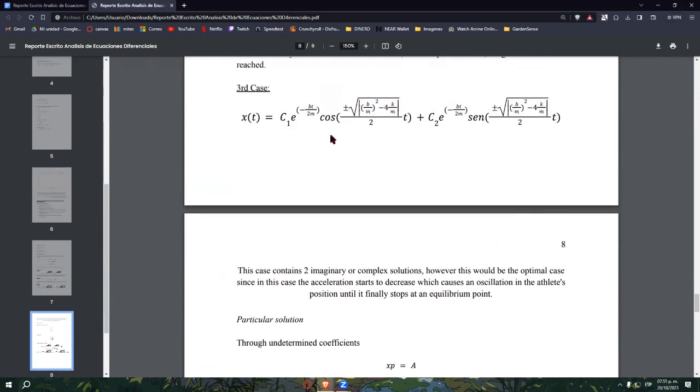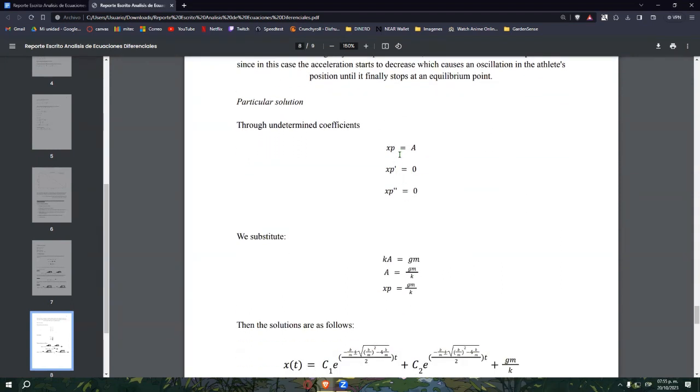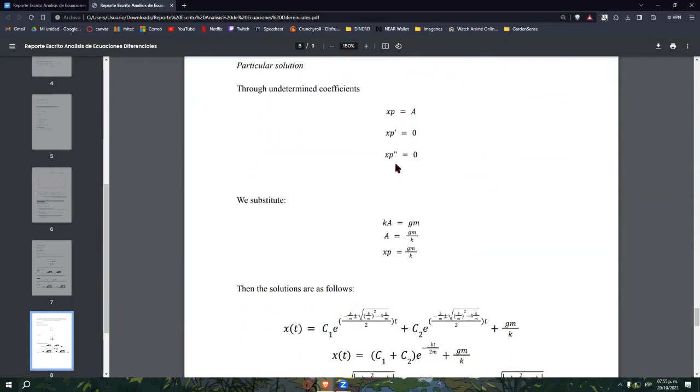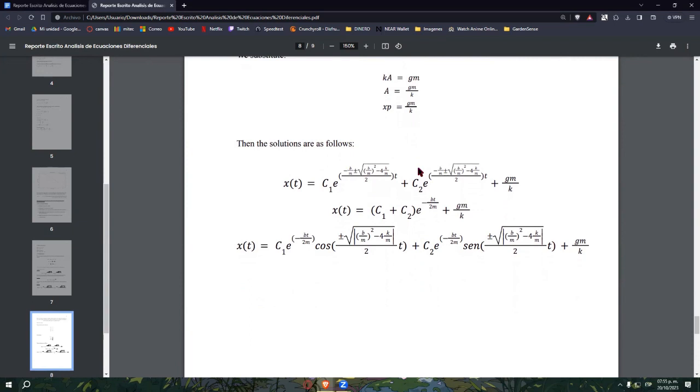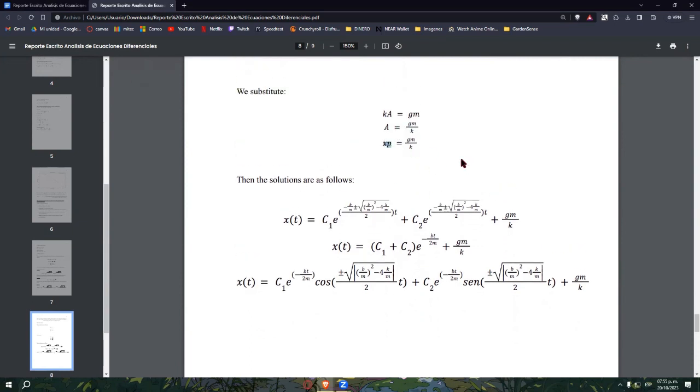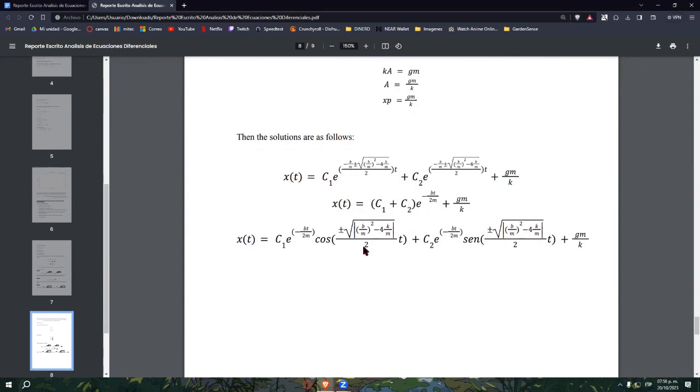In this case, because we have cosine and sine, the acceleration actually starts to oscillate and starts to decrease the velocity, and it will reach a terminal point at the end. But we will see that later. And for the particular solution, it's quite easy. We have the form A because it's a constant, and then we take the derivatives, which are both 0. We substitute to find the value of the coefficient A. Then we substitute it and have the particular equation. We add it to our complementary equation, and we have our general solution.